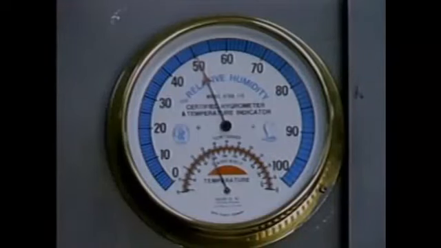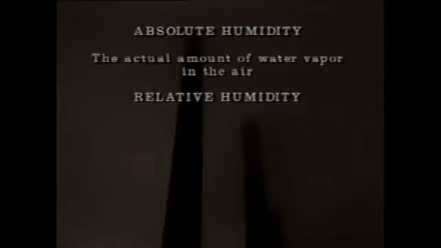Water is present in many process materials, as well as in the air surrounding process equipment. Measurements of water content are often expressed as humidity or moisture. Humidity is a measure of the amount of water vapor in a given volume of air. Two basic terms used to describe humidity are absolute and relative. Absolute humidity is the actual amount of water vapor in the air. It's often measured as ounces of water per cubic foot of air.